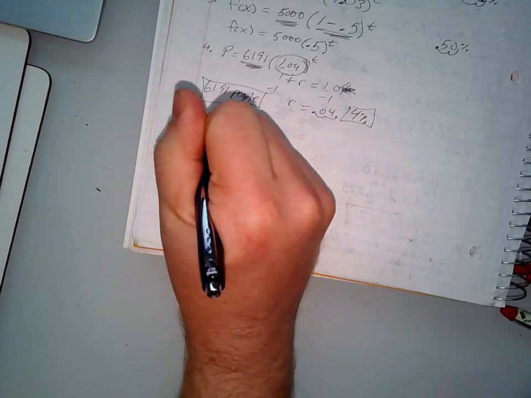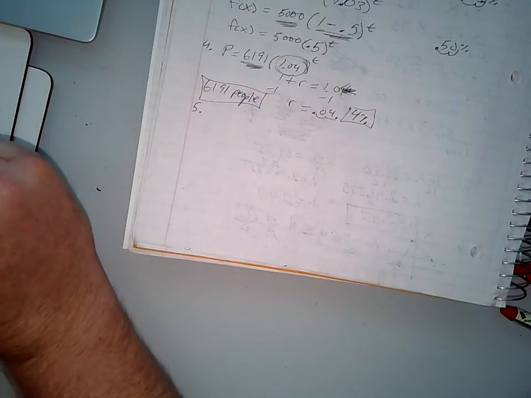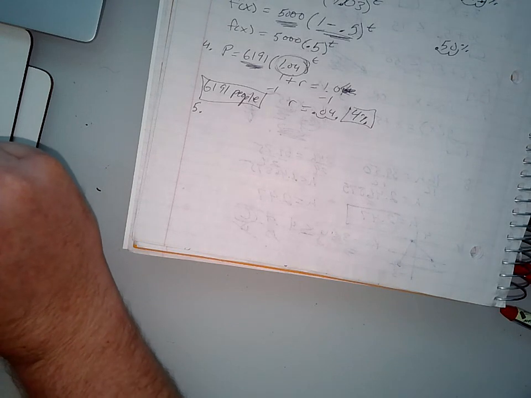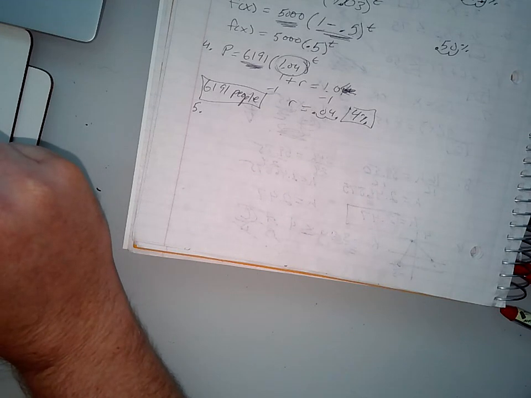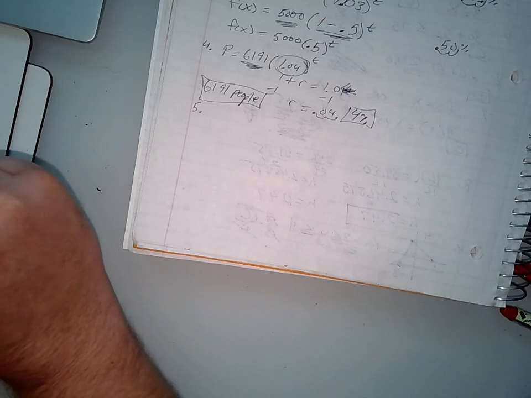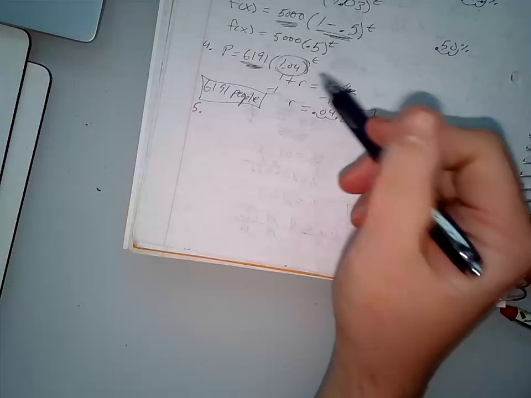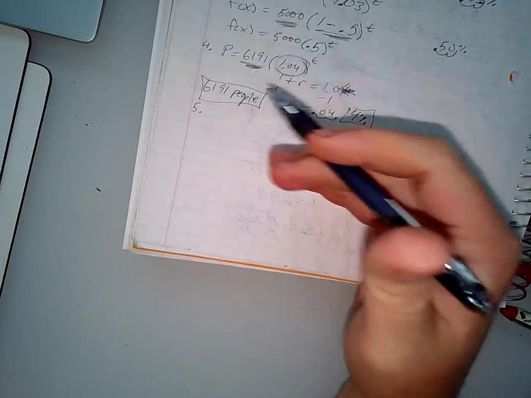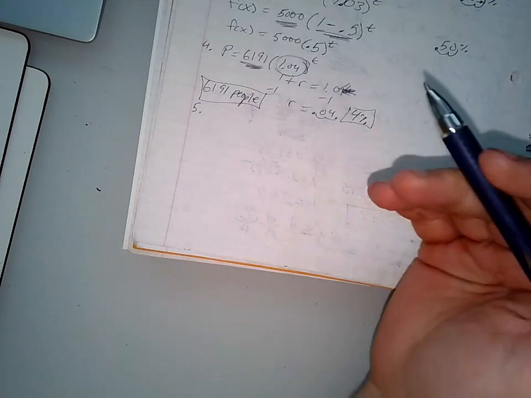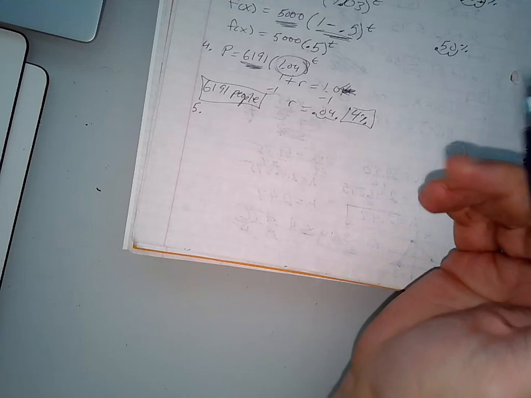Number 5 says, the wise man asks for 1 grain of rice today and triple each day that follows. Write an exponential function to represent the amount of rice he has, R, after t days. Okay. So the word triple in here, that's a very specific thing. Triple means to ignore all this. Triple means to grow, right? We're getting bigger. If I triple the amount of money in your pocket, it's increasing.